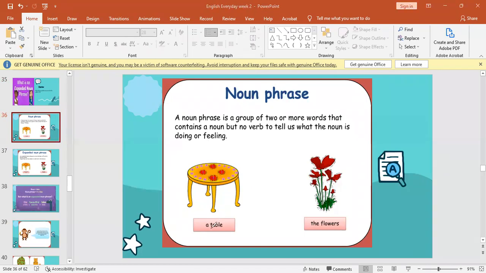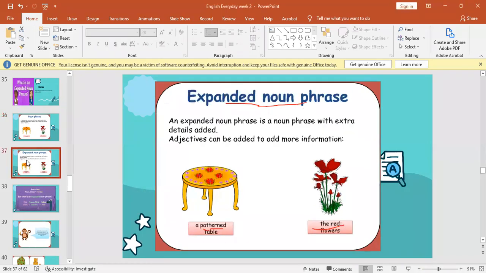Table is a noun. But when we say a table, it becomes a noun phrase. Same here, we have flowers. Flowers are what? Noun. But when we say the flowers, it becomes what? A noun phrase. Okay, guys, let's look at this one.